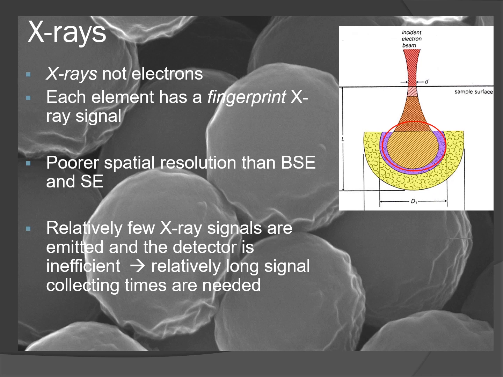X-rays are not electrons. Each element has a fingerprint X-ray signal, with poorer spatial resolution than backscatter and secondary. Relatively few X-ray signals are emitted and the detector is inefficient, therefore relatively long signal collecting times are needed.